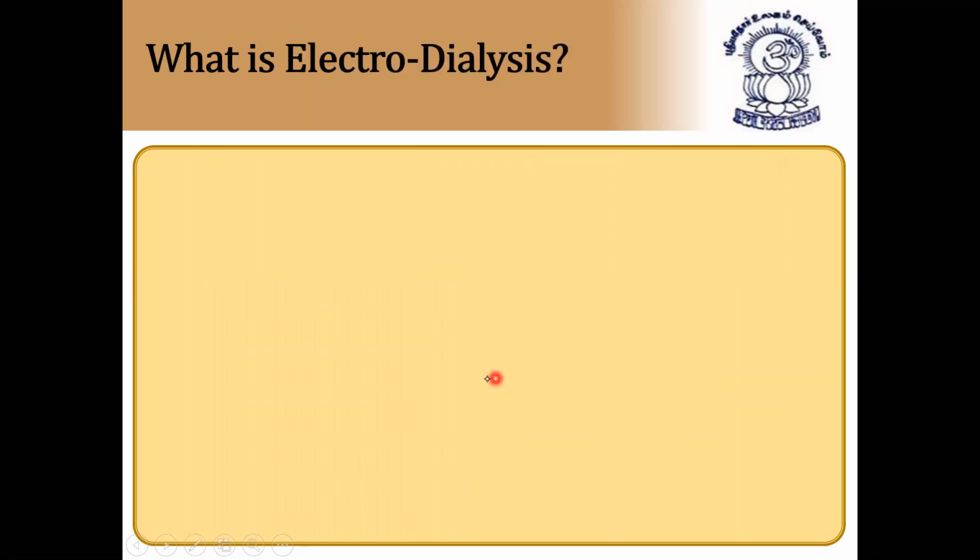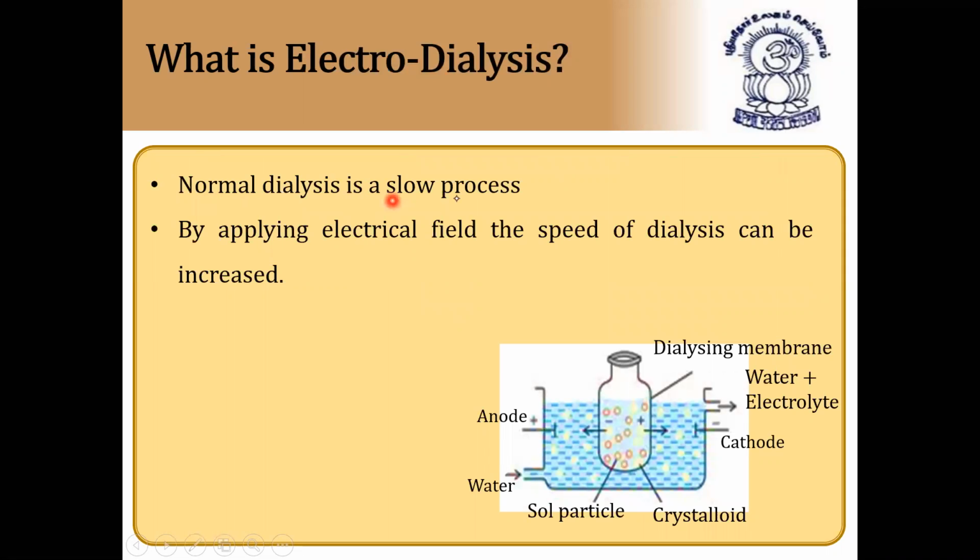So what is electrodialysis? Normal dialysis is a slow process. By applying an electric field, the speed of dialysis can be increased so that purification can be done faster. So the purification of colloids is done nowadays by using electrodialysis.